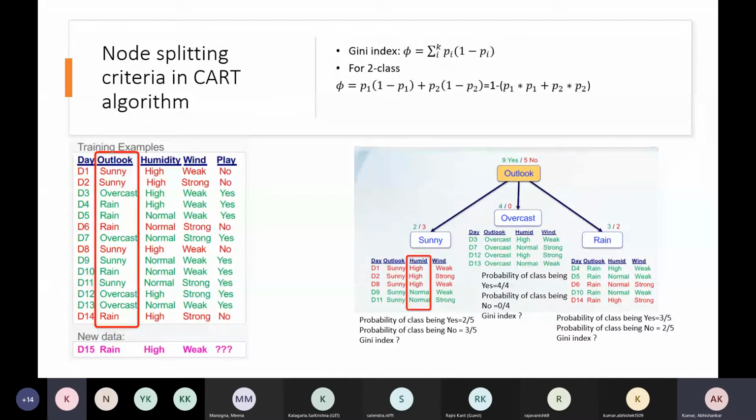1 and 0, sir. 1 and 0. So tell me when it will become 1. Under which condition will it become 1? If one probability is 0, either of the probabilities is 0.